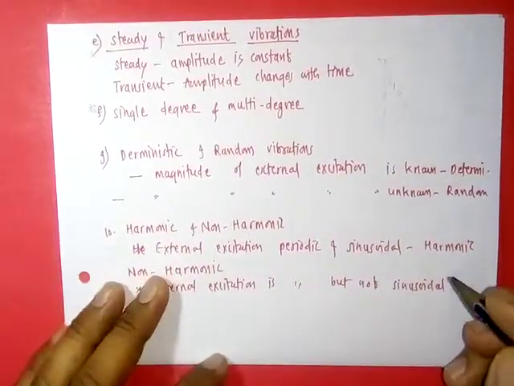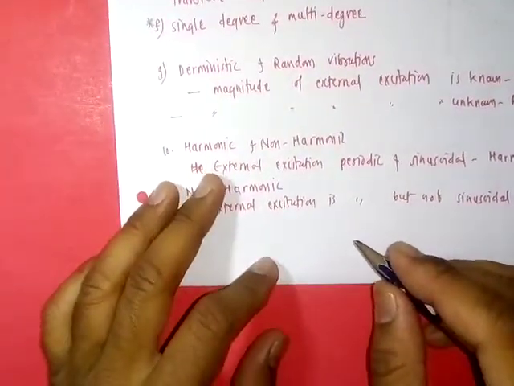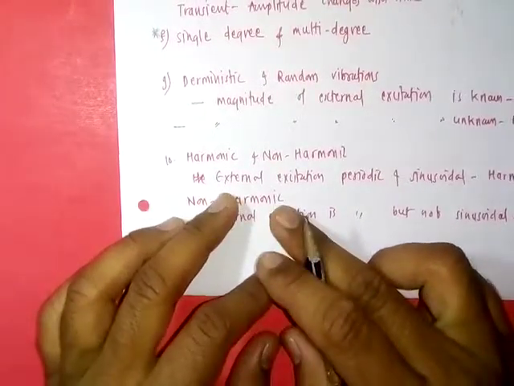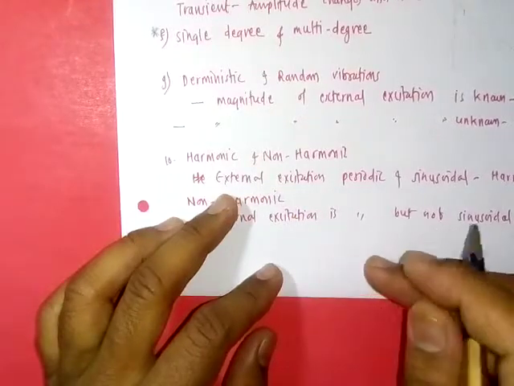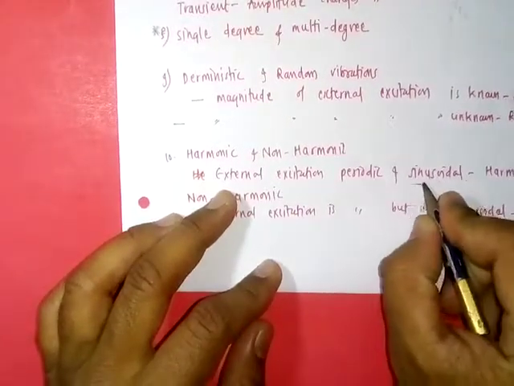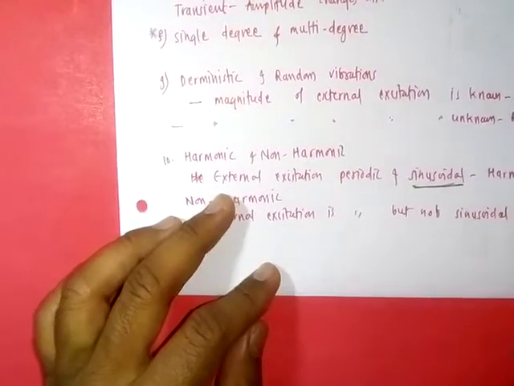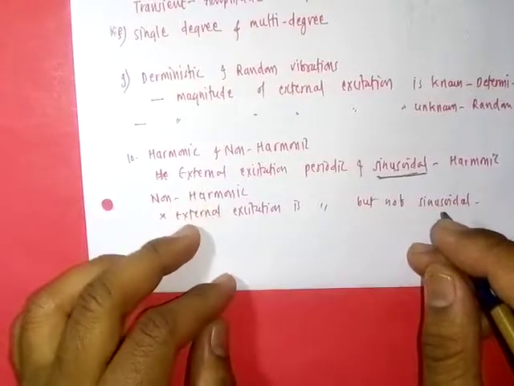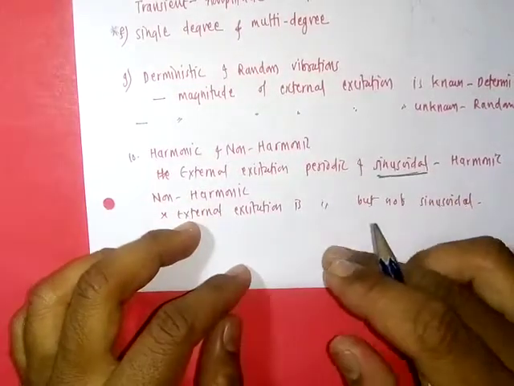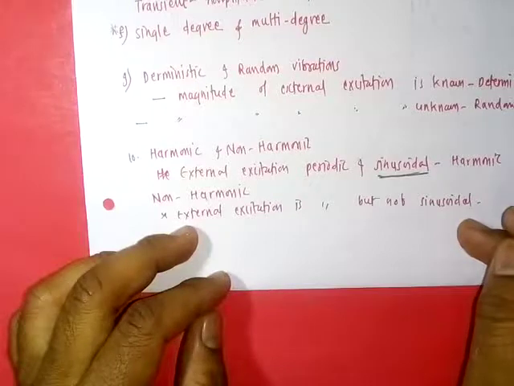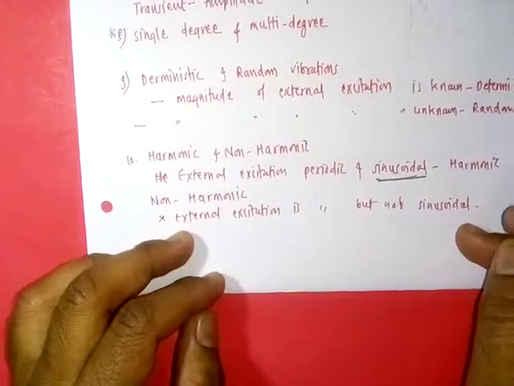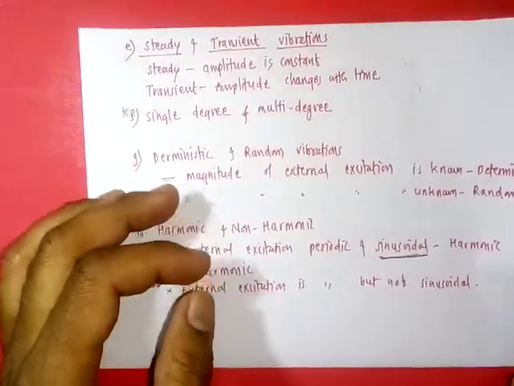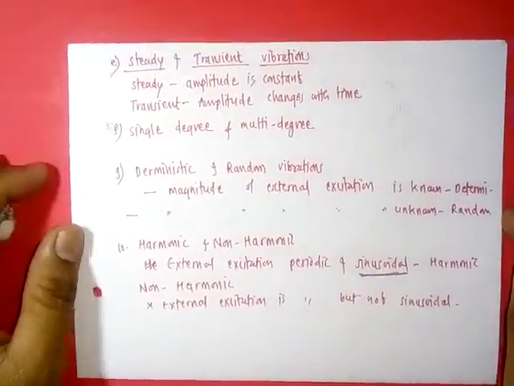The next important type is harmonic and non-harmonic vibrations. Harmonic means the external excitation force is periodic and sinusoidal, then the vibrations are called harmonic vibrations. If the external excitations are periodic but not sinusoidal, then the vibrations are called non-harmonic vibrations. So these are some important types or classifications of vibrations.